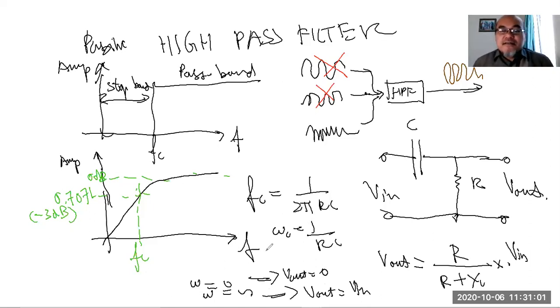And when omega equals omega C, then V output equals 0.7071 V input.